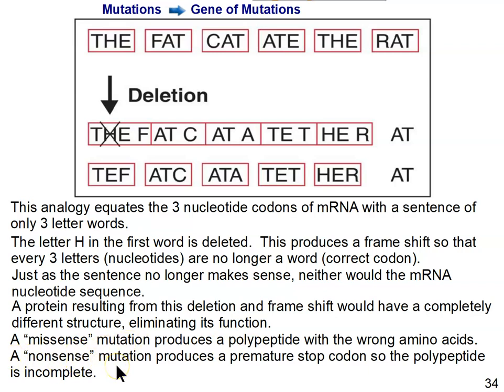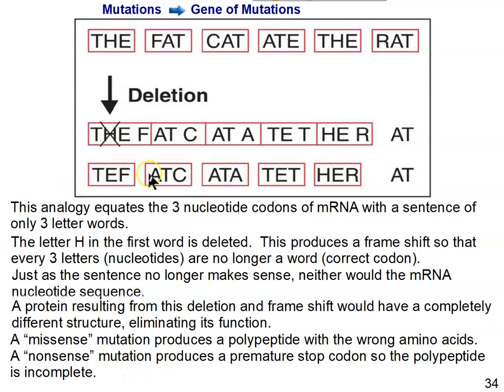Nonsense is when there's either no start codon or there's a stop codon inserted somewhere in that polypeptide so that only part of the polypeptide is made. So maybe half of the polypeptide is made, and that would be catastrophic to the structure and function of that polypeptide.